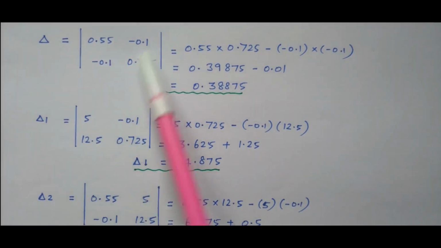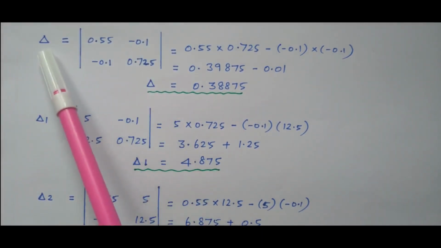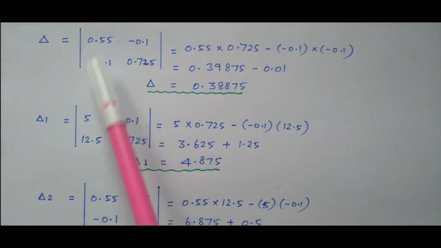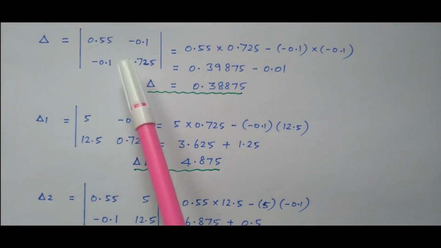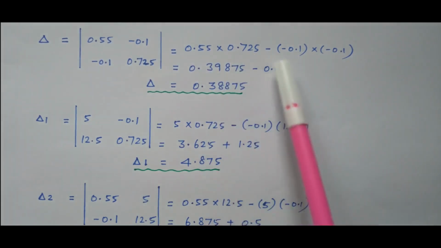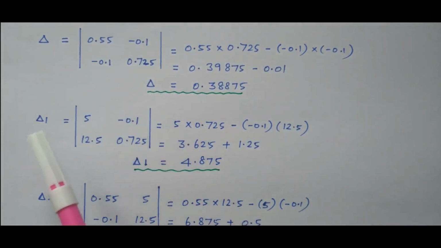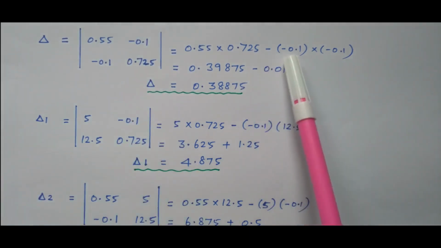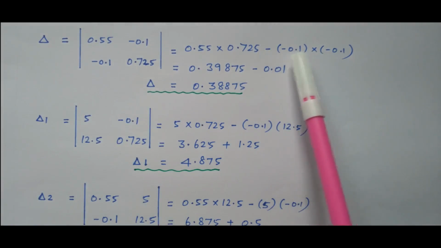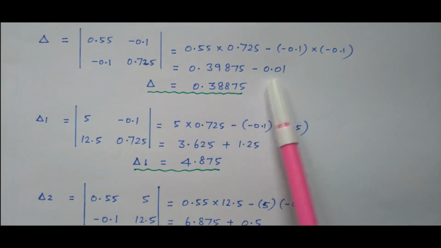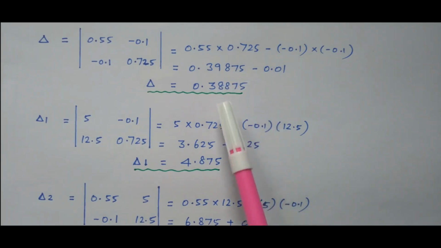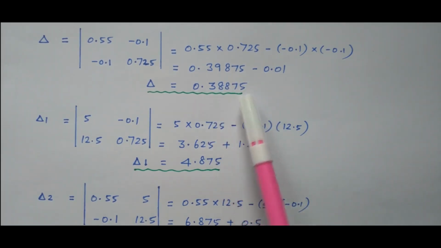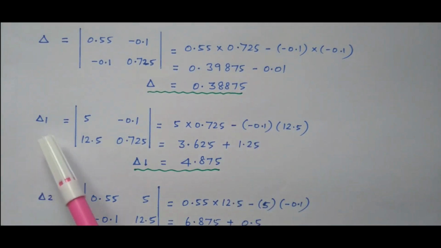So this is delta. This is the resistance matrix, termed as delta. We need to find the determinant. How will you find the determinant? You have to multiply these two: 0.55 into 0.725, minus, you have to multiply these other two. That is the procedure for finding the determinant, as you know very well. We need to multiply these two minus these two. Here two minus signs are already available, so it becomes positive, but here one more minus is available, so finally it is negative. So by simplifying, what did we get? The delta value is 0.38875.